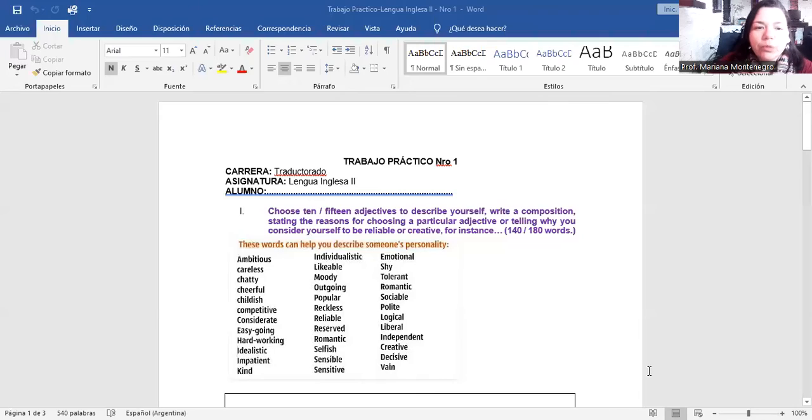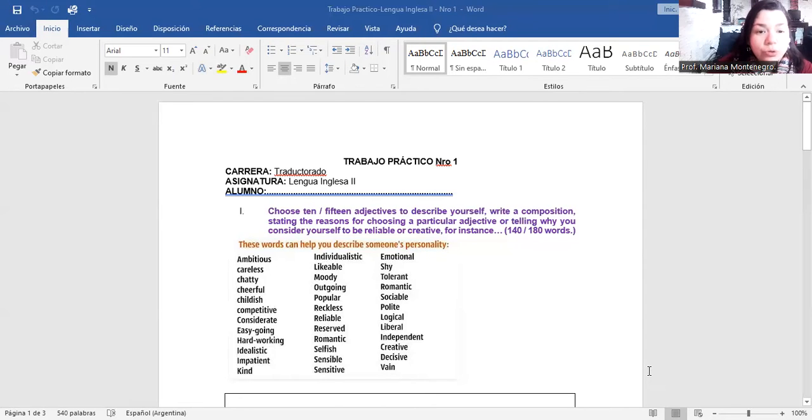Well, I will explain to you what are the things you have to do for modules 1 and 4. Let's start with language, yes? So, language 2, trabajo práctico number 1.